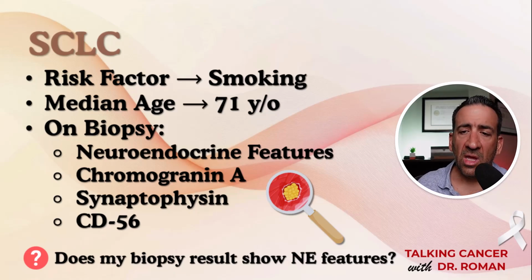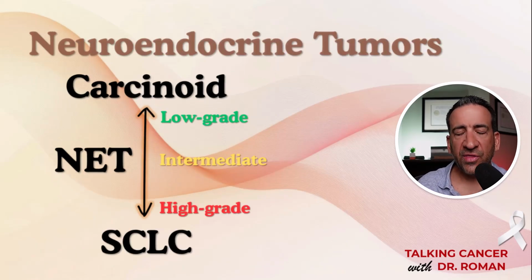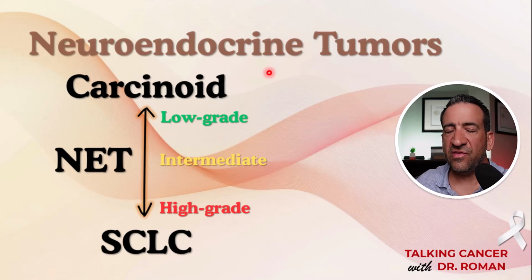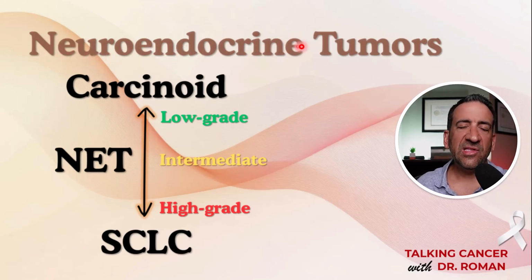Now, this is more for healthcare professionals. So if you're a patient, you do not need to know this. I don't want you to feel discouraged because I'm going to get a little more technical here. So again, this is more for healthcare professionals. Now, there's a family of tumors that are called the neuroendocrine tumors. And the problem is that this is a spectrum of tumors or cancers, if you will.